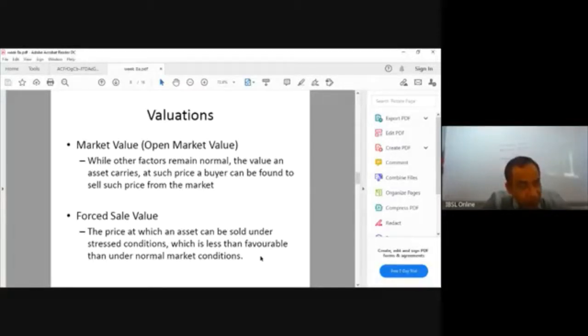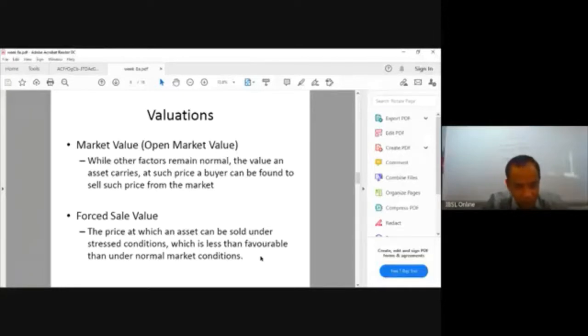When we look at a particular property in the market, it depends on the demand. What is the demand of the customer? So the more the demand, the higher the price. While the other factors remain normal, the value of an asset is such a price at which a buyer can be found from the market to sell the particular asset at that particular rate.